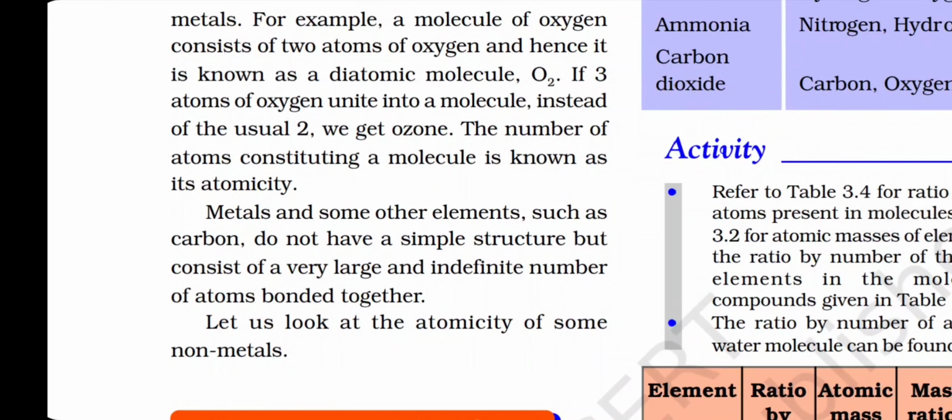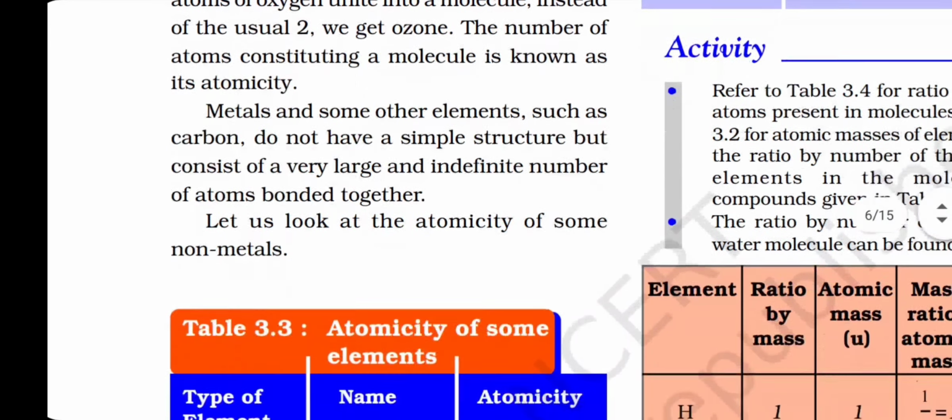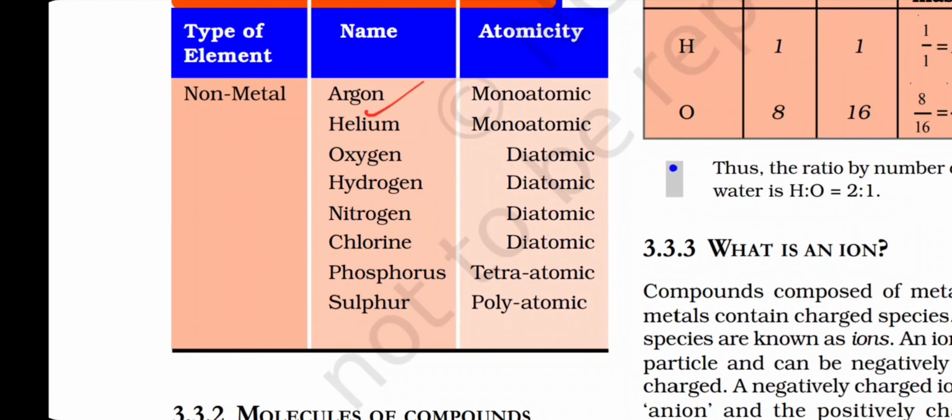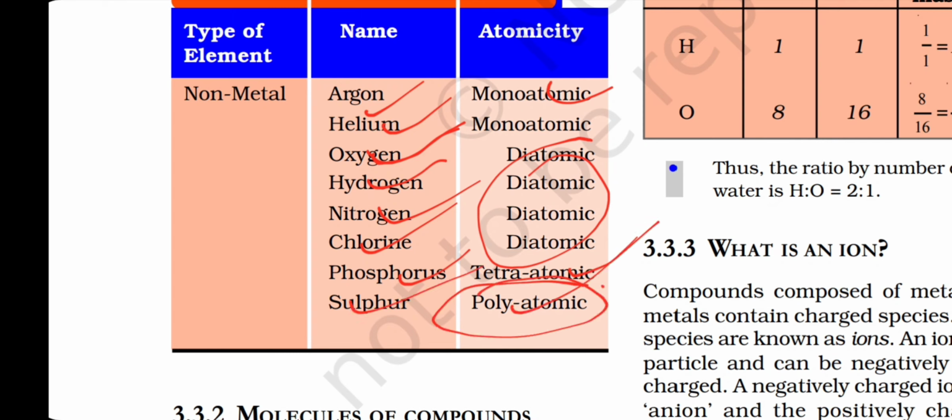Metals and some other elements such as carbon do not have a simple structure but consist of a large, indefinite number of atoms bonded together. Here is the atomicity of different elements. We already learned that argon and helium are monatomic elements. Oxygen, hydrogen, nitrogen and chlorine are diatomic elements. Phosphorus is tetraatomic and sulfur is polyatomic.